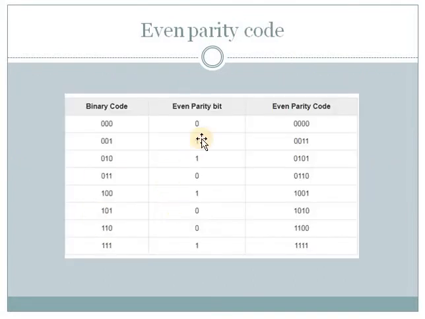See here, this 0 represents the even parity bit. See how many ones are there. If you have two ones, the even parity bit will be 0. See here again, here also 2 ones, here also 2 ones, but here 3 ones. So these are the even parity bits, and this is the even parity code.